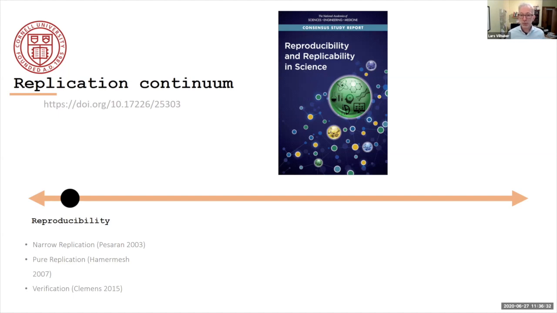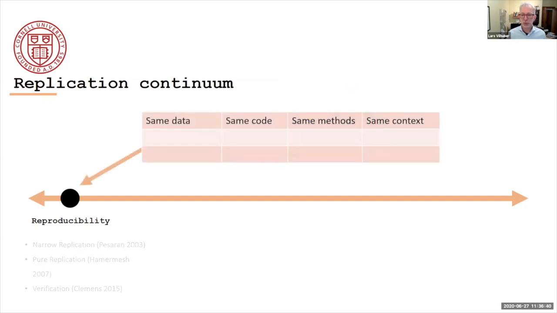So reproducibility, often augmented by the adjective computational reproducibility, is literally what you get when you redo the analysis that's been posted in the paper using the same data, the same code, the same methods, the same context, okay?